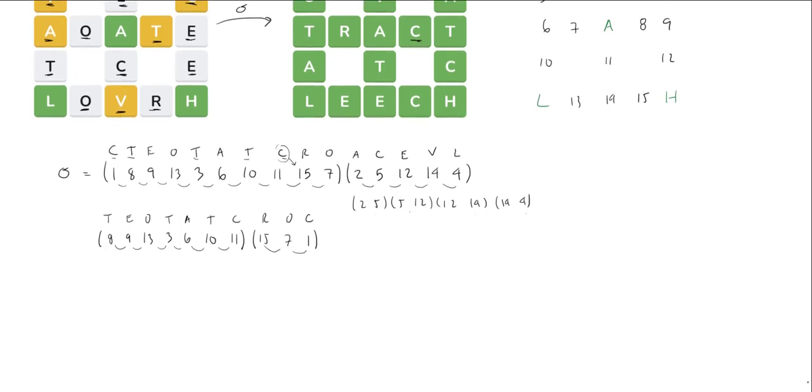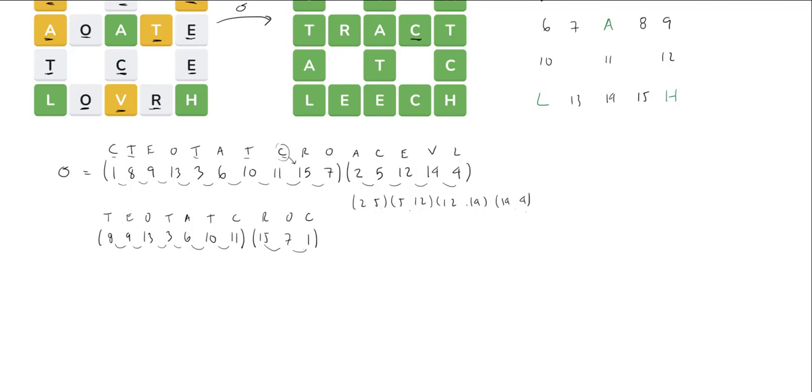Let's keep going though, because look, I have T, T, T. That's a triple T. So I can move this T to the end of this, what is that now, a 7 cycle. So let me write this down here. We're going to move the 8 to the end. So we have 9, 13, 3, 6, 10, 11, 8. And I'm just going to ignore this 15, 7, 1.